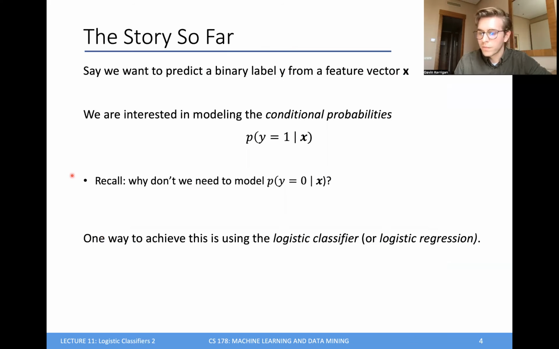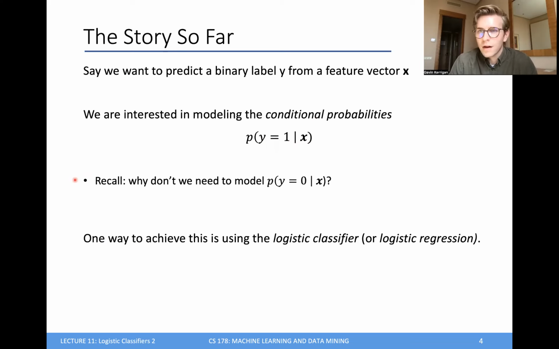Okay, so the story so far, what we've said about logistic models, is that we're trying to predict some binary label y from some feature vector x. So we're doing binary classification here. And in a logistic model, what we're really doing is modeling these conditional probabilities, p of y equals 1, given our data point x. So we're interested in what is the likelihood, or what is the probability, of the corresponding label for this data point being y equals 1.